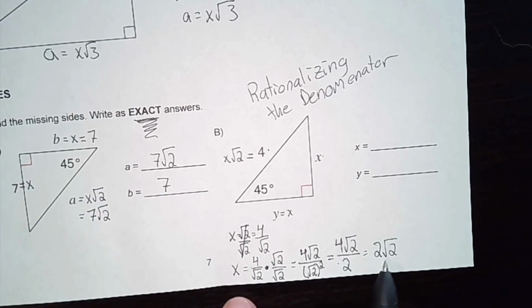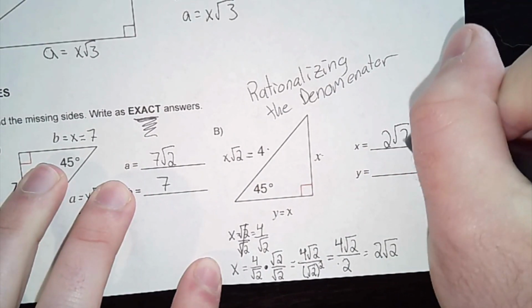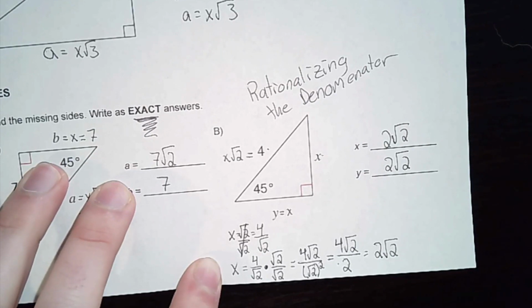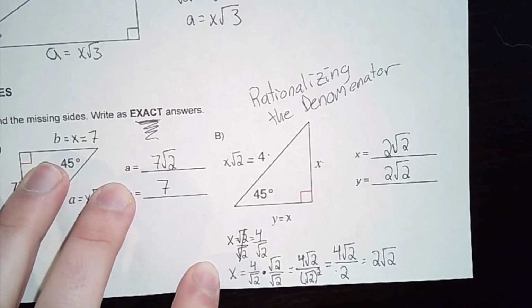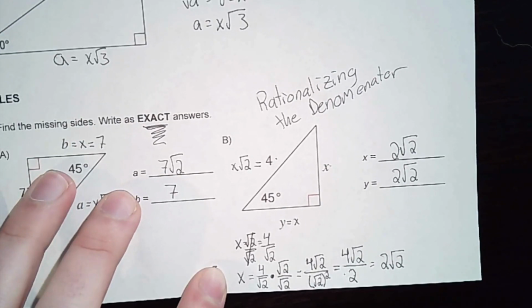Now that is my value of x. If I follow all my equal signs backwards there, that is x. So that is my value here for x, and we've already said a couple times now that x is the same as y, so I get that same 2 square roots of 2 for y as well. So those are exact answers, again, leaving those square roots as part of our answer.